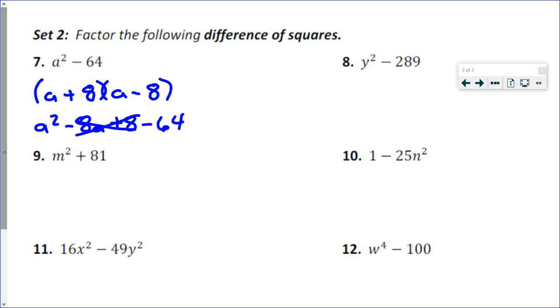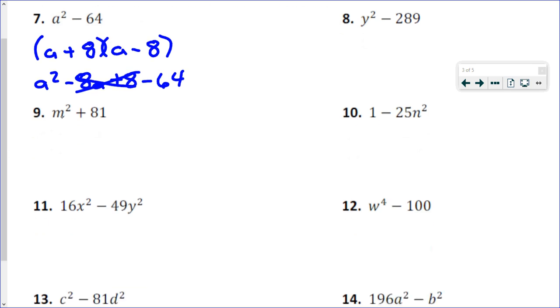All right, so number 9, the square root of m squared is m, the square root of 81 is 9, but this is plus. The difference of squares only works if this is subtraction here. So the answer to this is going to be prime. We can't factor that.